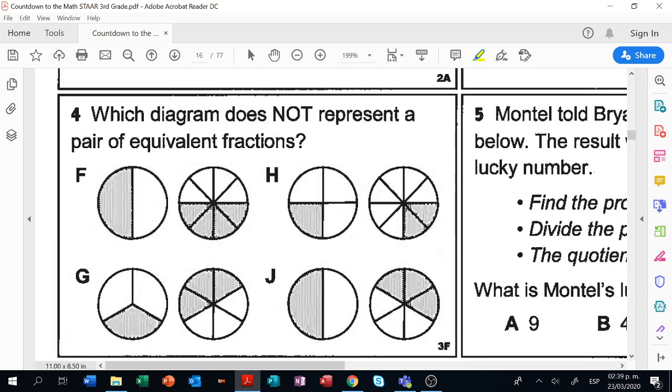Number 4, which diagram does not? Oh, this is very important. Even if it's in capital letters already, I'm going to highlight it. Which diagram does not represent a pair of equivalent fractions? Let me see, letter F. We know what we have to do here, amigos, right? We have to use butterfly method, or we can also do it visually.